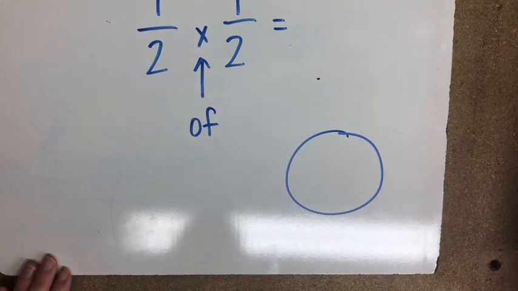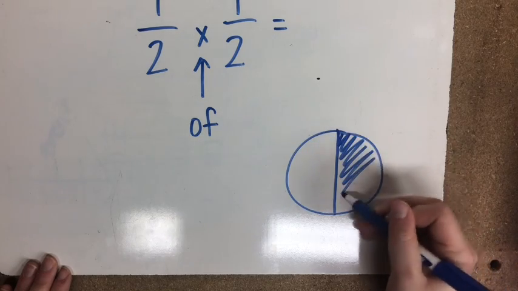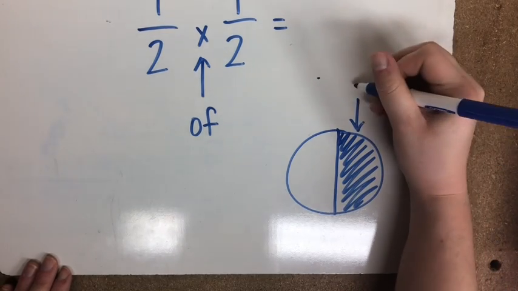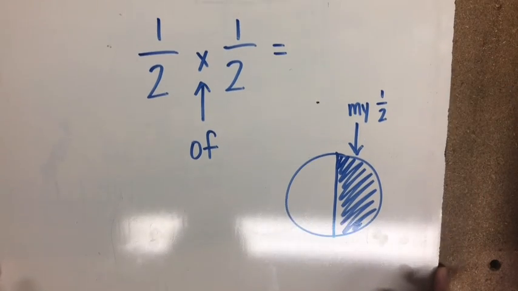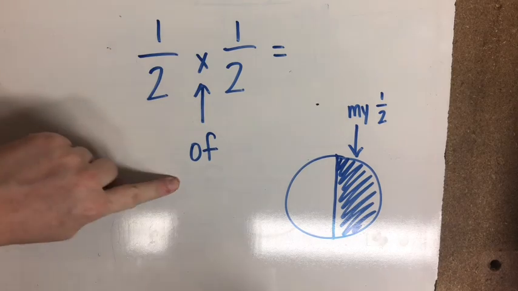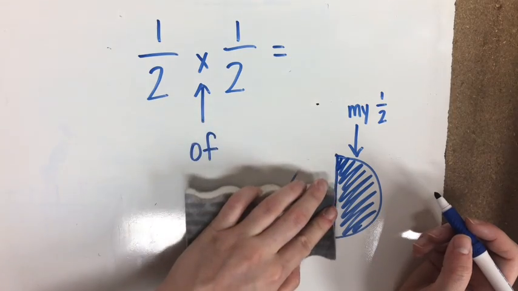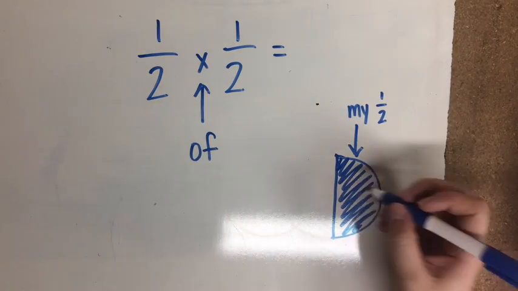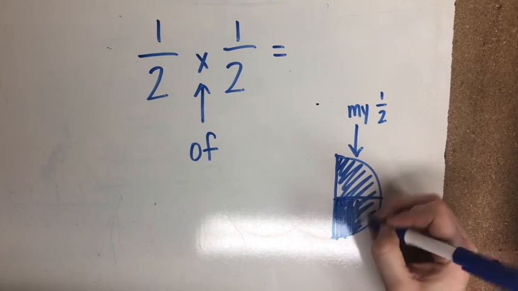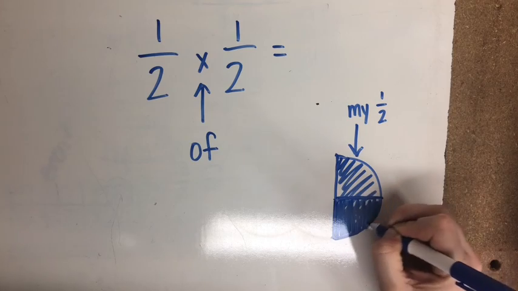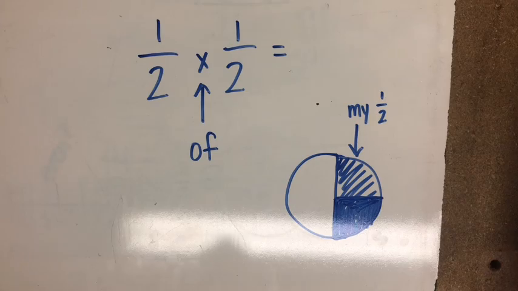Let's say I have a pizza, and I give half to my friend, and I keep half of the pizza. Okay, so this shaded part here is my half. And if I were to ask the question, what is half of my half? Well, that means that if I just took the half of the pizza that's mine and I split that in half, it's saying how big is one of these pieces here? What would that be out of that whole original pizza?